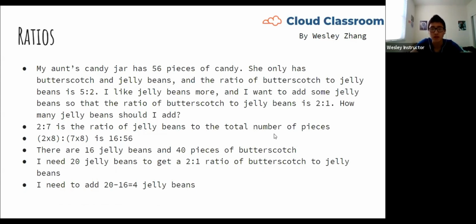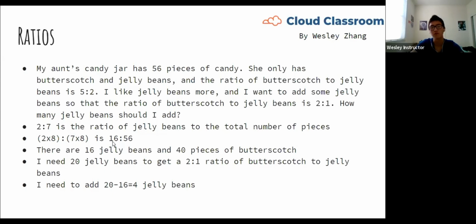All right, so first we start off with a ratio. We start off with 2:7 because this is a ratio of jelly beans to the total number of pieces. We got 7 just by adding 5 and 2. So that's how we got 2:7. And we want to turn a 7 into a 56 because there are 56 pieces of candy in total. 2:7 is just a simplified ratio. So we want to multiply 2 and 7 by 8, and we get 16 to 56. This is an actual number of jelly beans to the total pieces of candy.